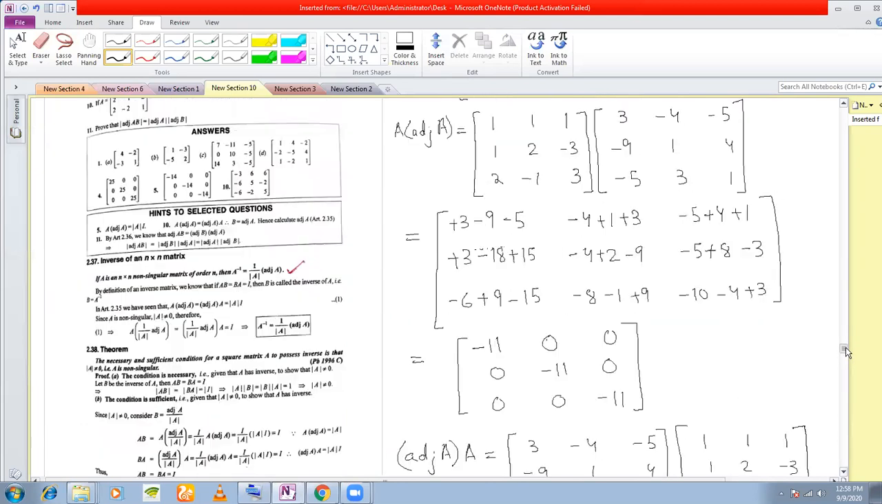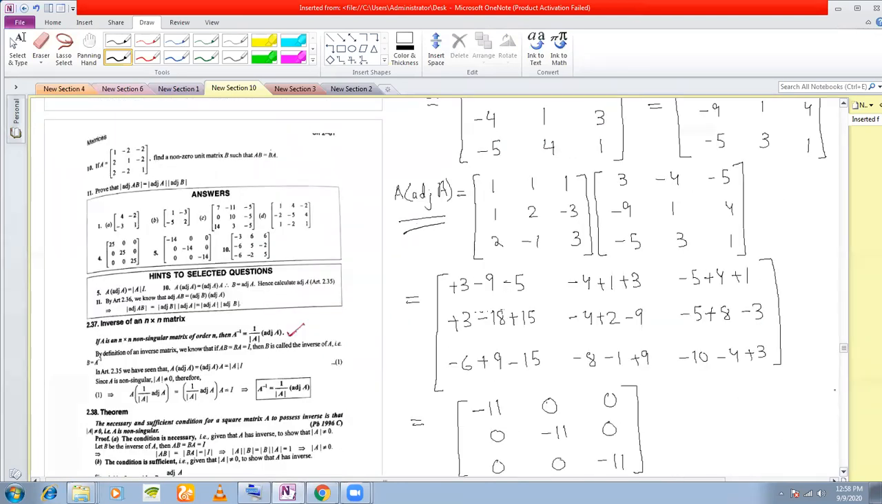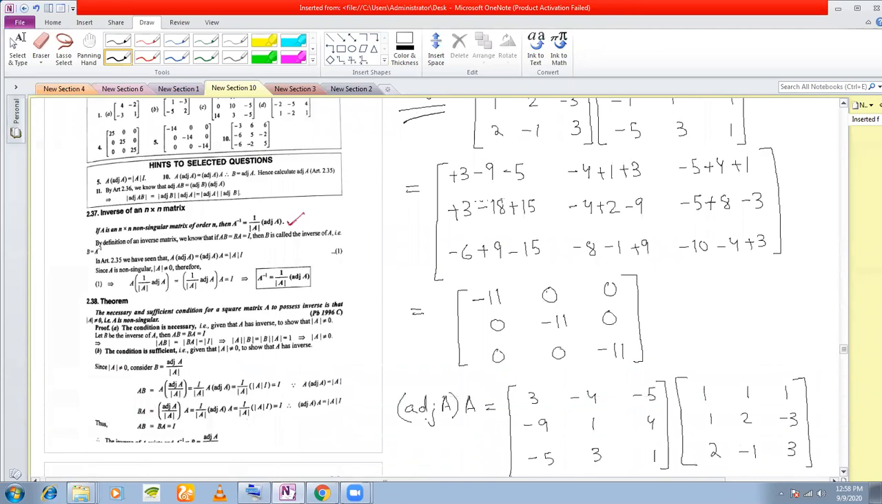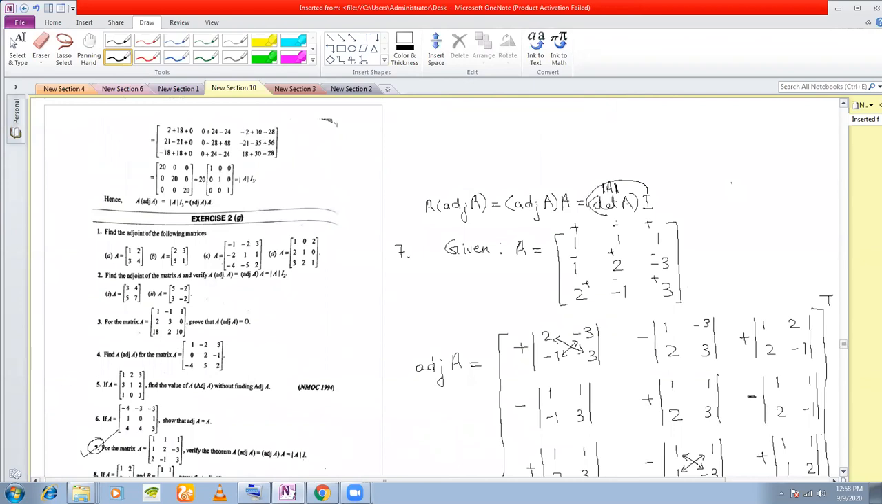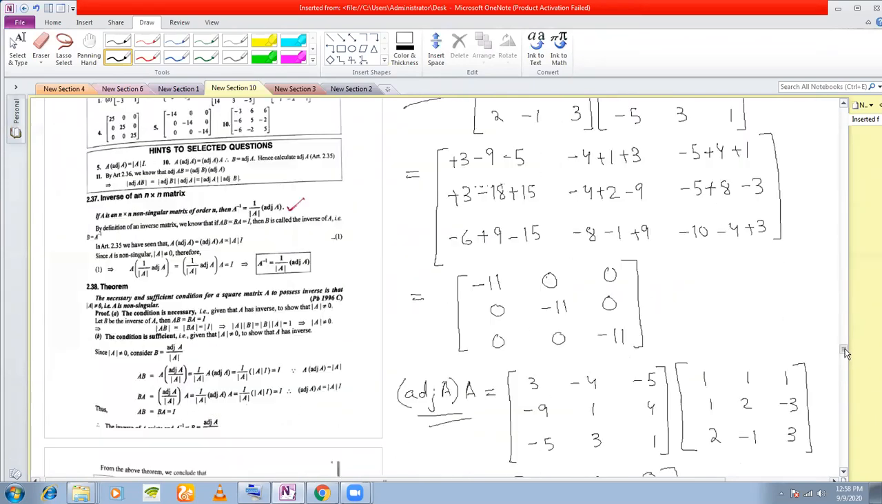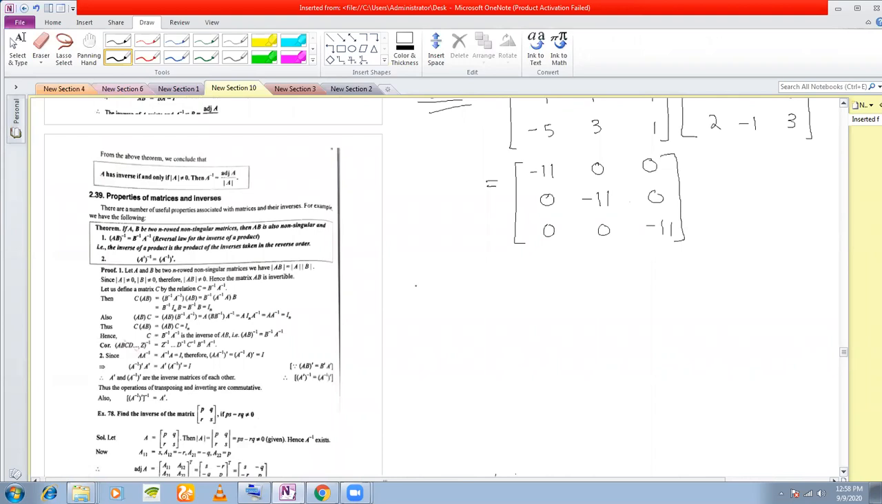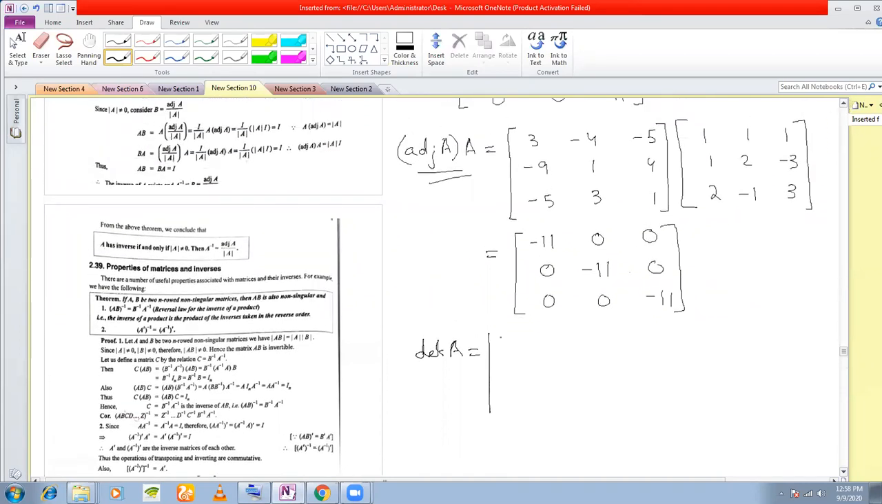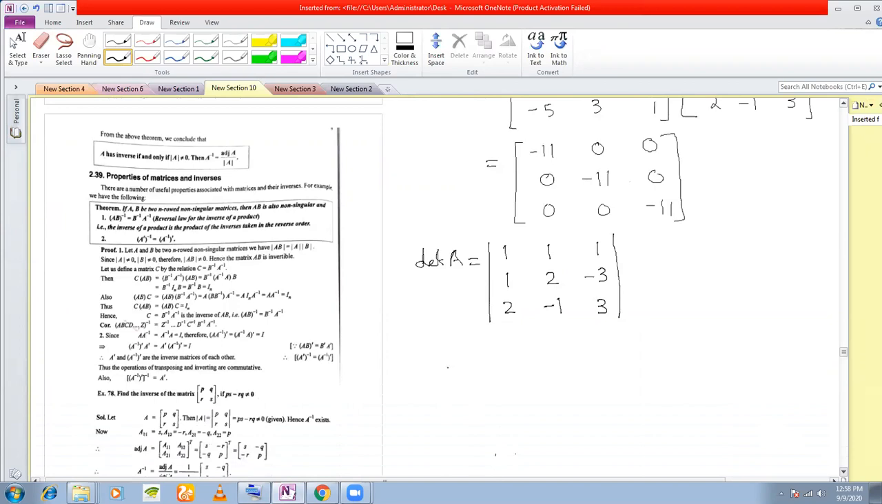So I have checked here A into adjoint of A. I have done the multiplication. Adjoint of A into A, I have done the multiplication. Now what is left? Det A into I. So first we'll find the determinant value. Det A here is, check, the determinant is 1 1 1, 1 2 minus 3, 2 minus 1 3. Now find the value simply.